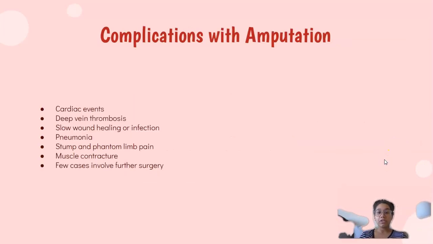There are complications with amputations, usually following surgery. There's the increase of cardiac events, the risk of deep vein thrombosis, sometimes slow wound healing or an increase of infection, sometimes pneumonia, and almost always stump and phantom limb pain. There's a risk of muscular contracture if an amputee is not doing their exercises or their stretches or massaging the area. And then in a few cases it involves further surgery. Sometimes when there's constant pain within the residual limb, surgeons will remove a cluster of nerves to alleviate that pain.